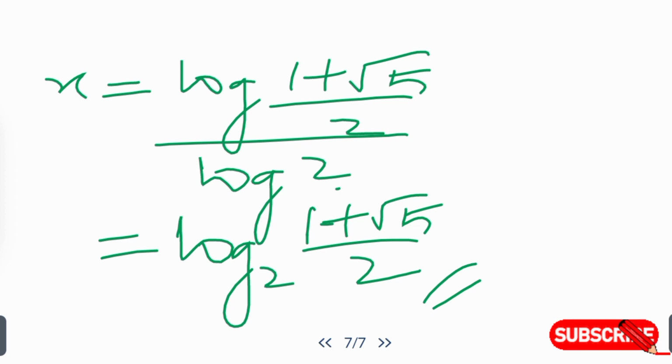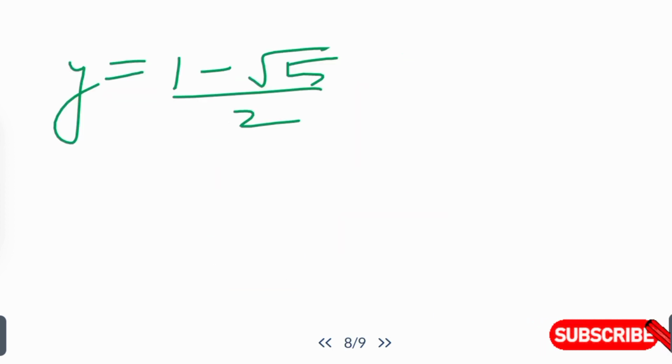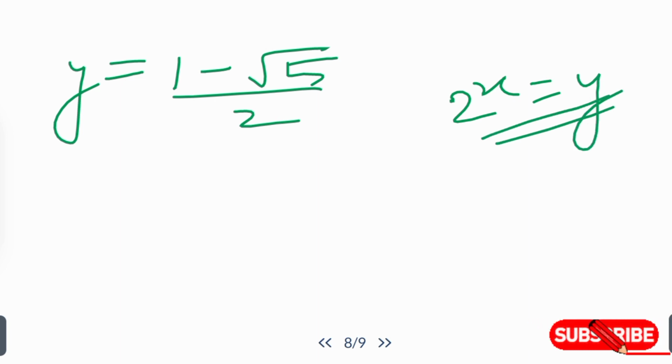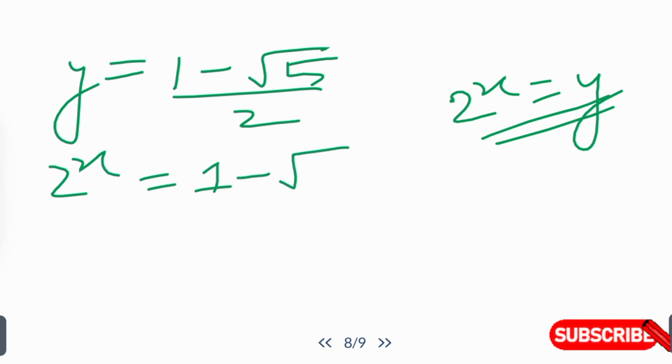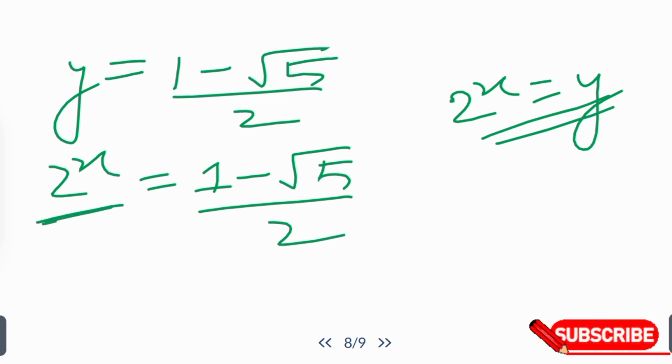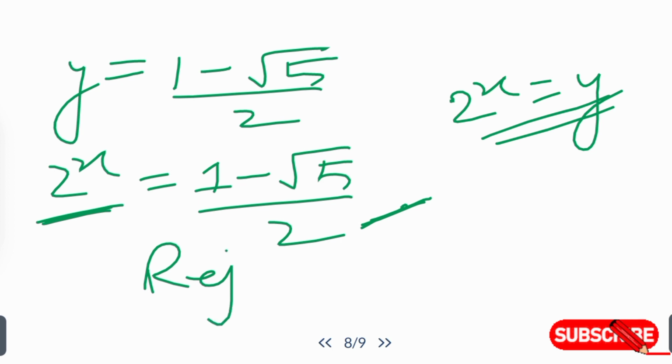Then we have got one more. The next one we have here is y equals to 1 minus root 5 by 2. Since we know that 2 to the power x equals to y, here I'll take 2 to the power x equals to 1 minus root 5 by 2. Here the earlier value is positive, but here we'll get a negative value. So this is rejected, we will not take this. So this is all about the solution of this question.